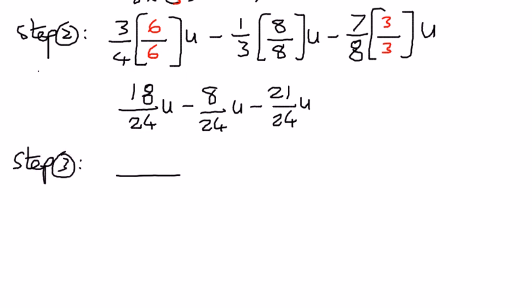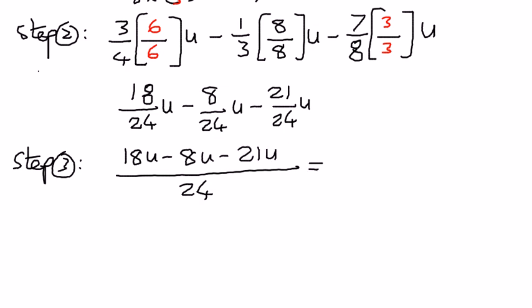Therefore, we will simplify this and write it as step number 3. As long as we have a common denominator, the rule of fractions tells us that we can combine the numerator parts. We have 18u minus 8u minus 21u, and when we combine them, this is what it simplifies to. 18 minus 8 will be 10u. 10u minus 21u is going to be equal to minus 11u divided by 24.